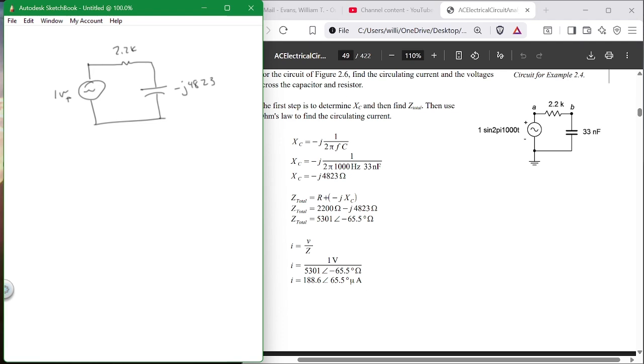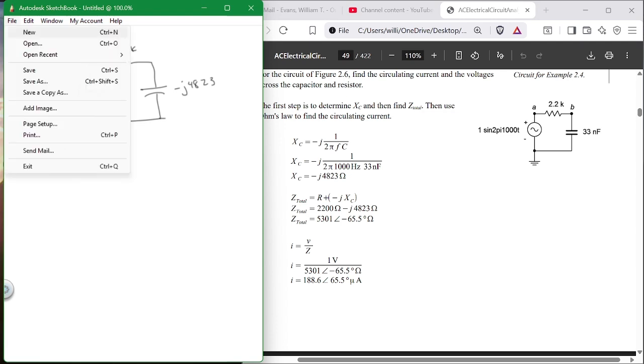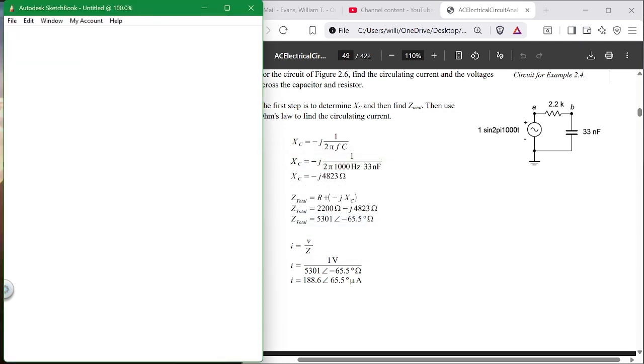So immediately I now say, what would be my I? And he writes it little i. I should write it little i. Why do we write it little i? Little i signifies it's an AC variable as opposed to a DC variable. So basically, i is equal to V1 over Z, which is 2200 minus J 4823. And you write it just exactly like that, okay? Now, that's my term for i, and that goes right into the calculator exactly like that.